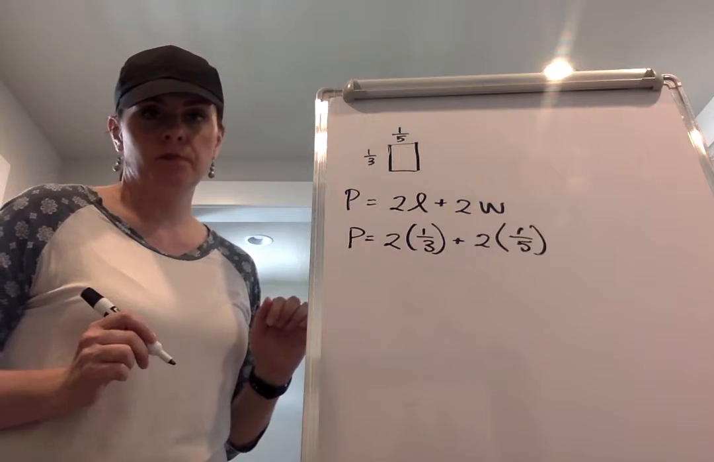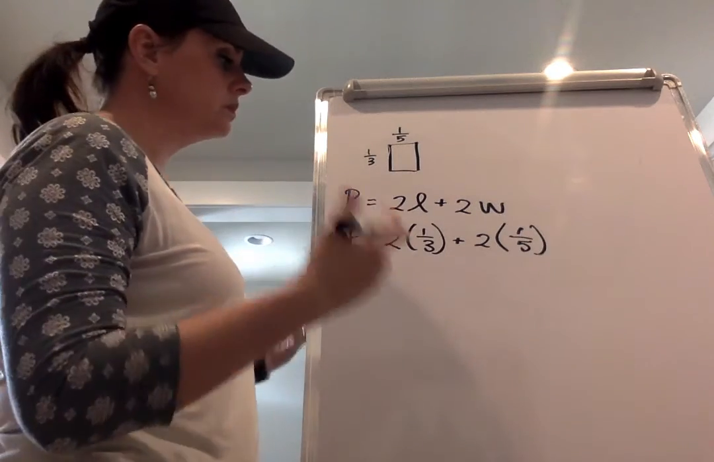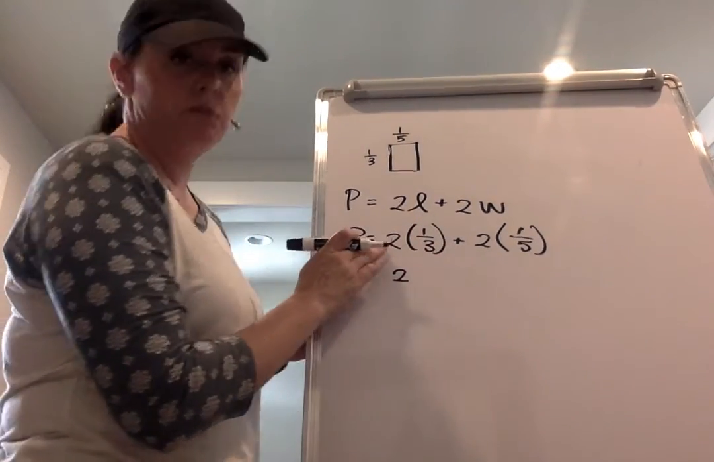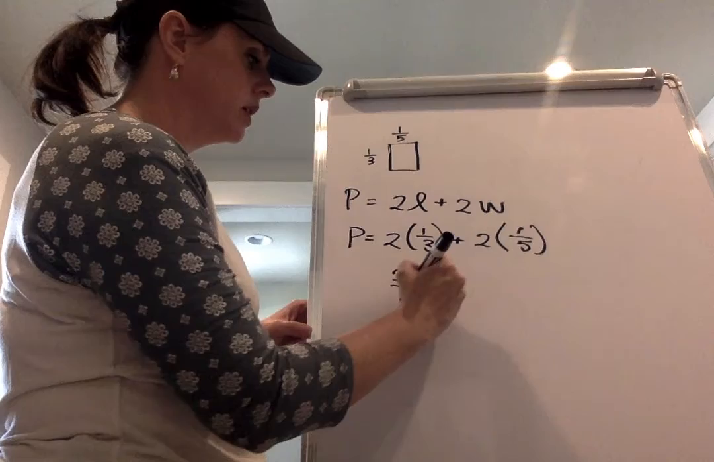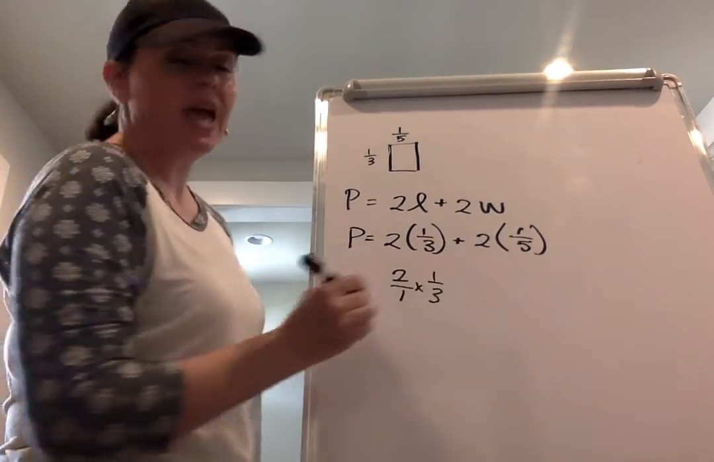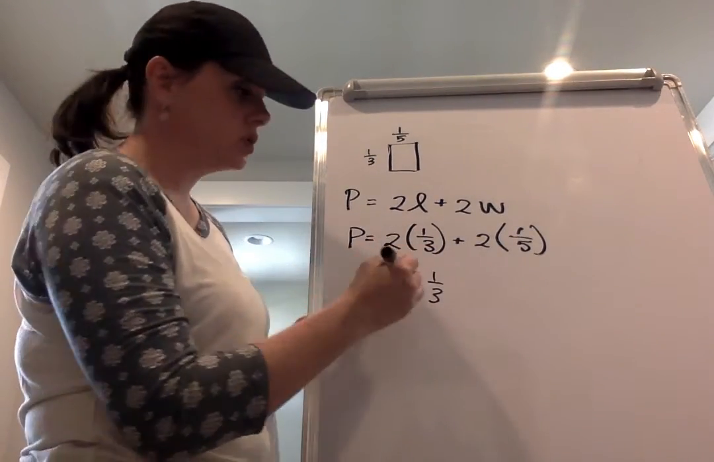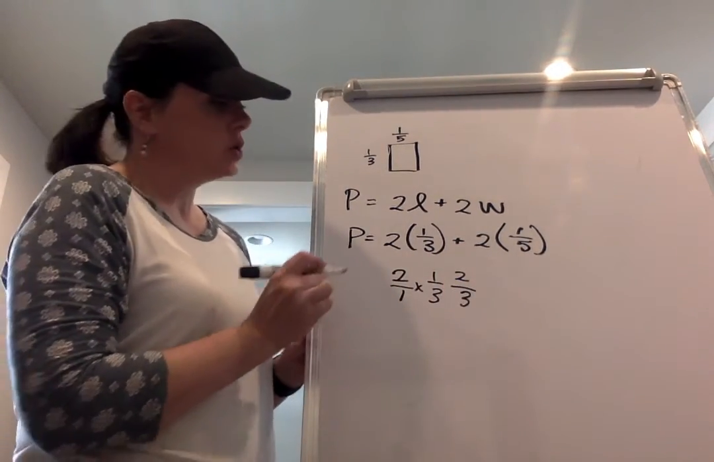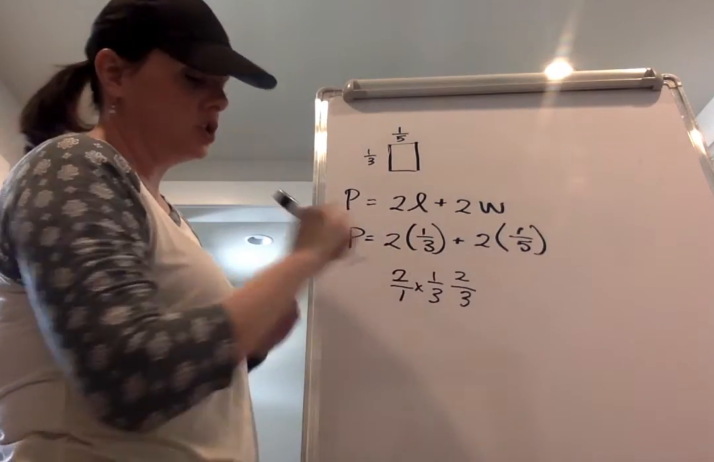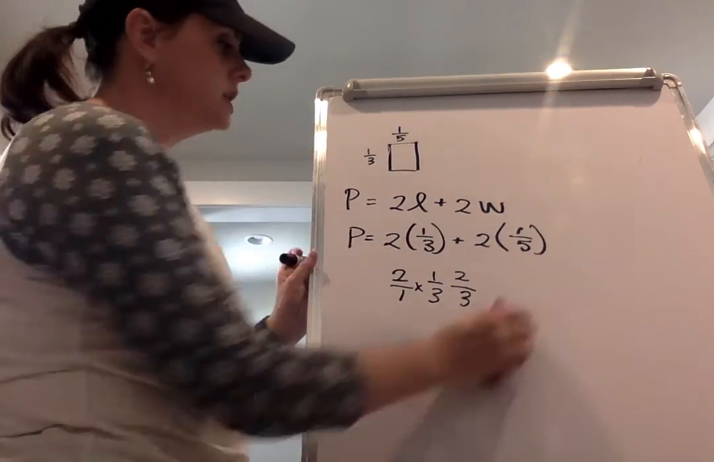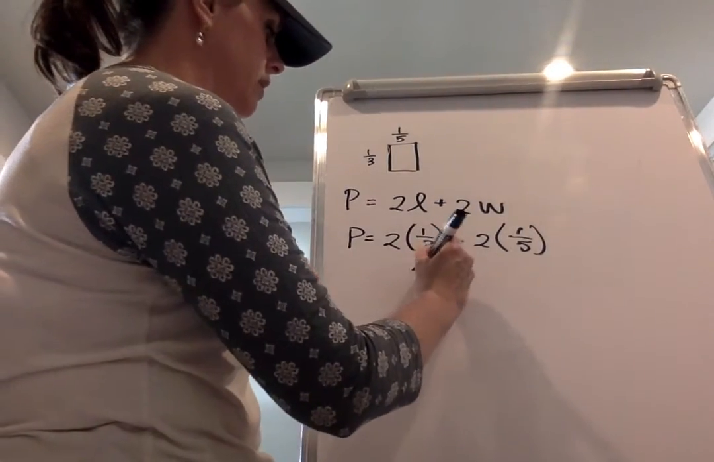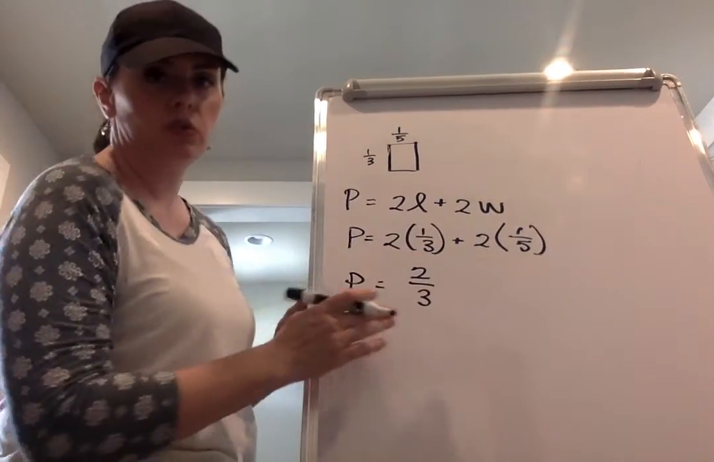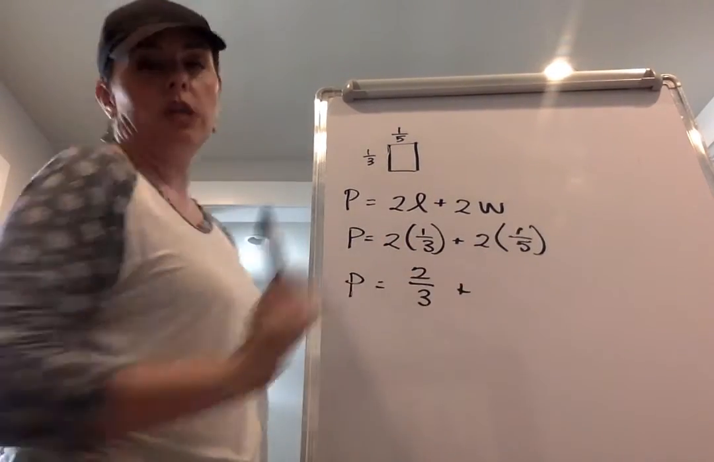Are you with me? So we can do this. Let's figure out 2 times 1/3. I would make 2 be a fraction, 2/1 times 1/3, and I just multiply straight across. 2 times 1 is 2, 1 times 3 is 3. So 2 times 1/3 is 2/3. I'm going to put that right underneath. That's my first part. So P equals 2/3 plus 2 times 1/5.